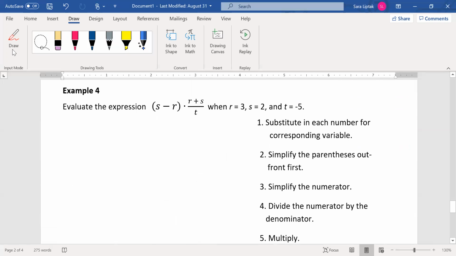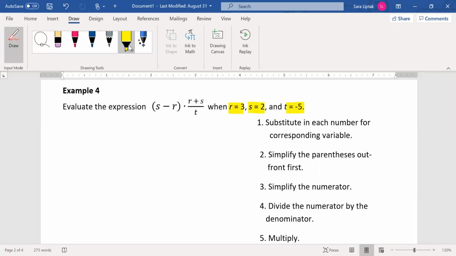Now on the last page, we have example 4, and it says to evaluate the expression in parentheses s minus r multiplied by r plus s divided by t. Now I gave you these though. R is equal to 3, s is equal to 2, and t is equal to negative 5.